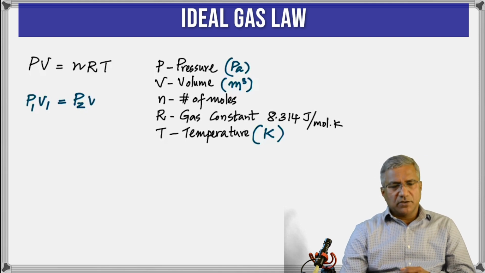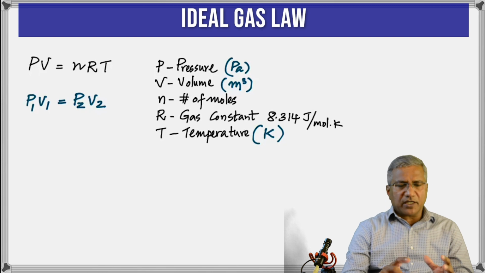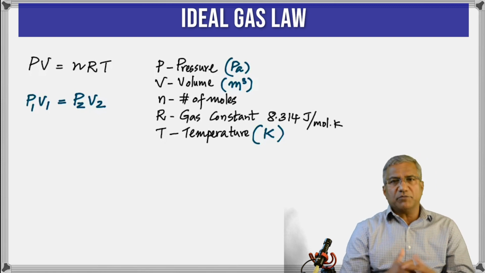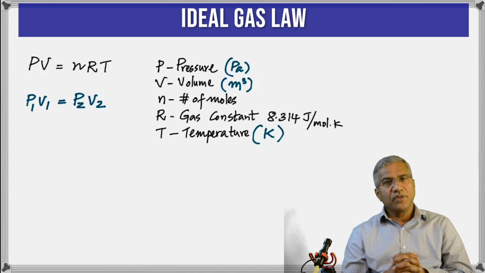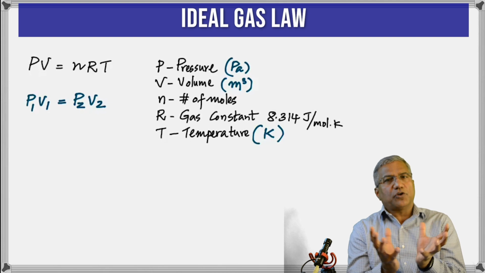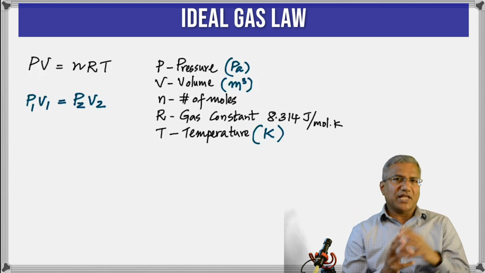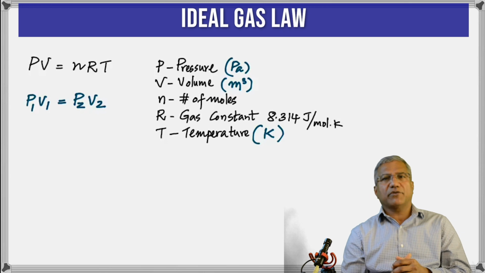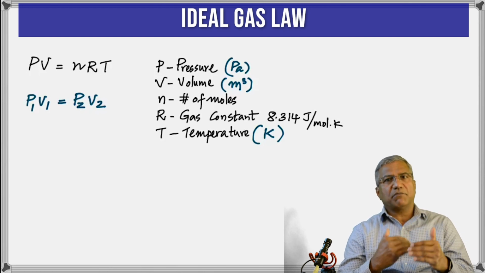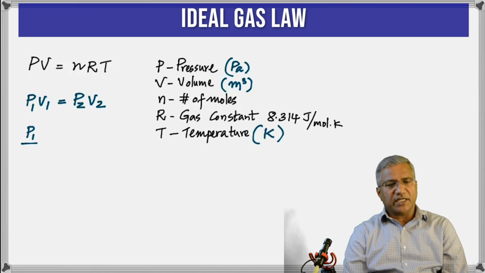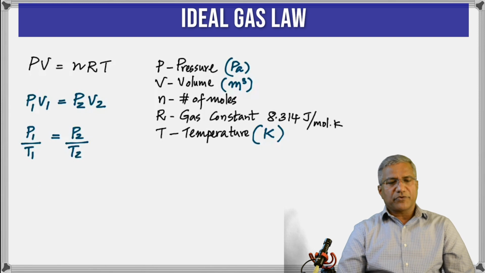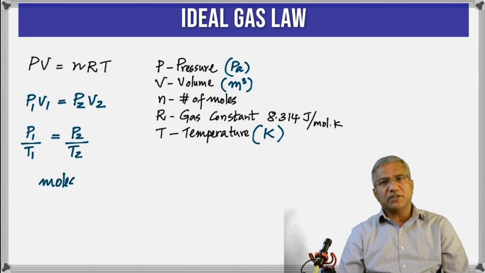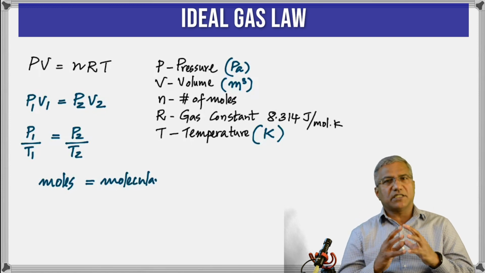Okay? But on the other hand, if you keep the volume constant, so you are heating a gas in a closed container, the pressure increases. So in that case, you get pressure by temperature is a constant. So there you would get P1 by T1 is equal to P2 by T2. So that's what you're going to get. P1 by T1 is equal to P2 by T2. So depending on what's a constant, you can change this equation.